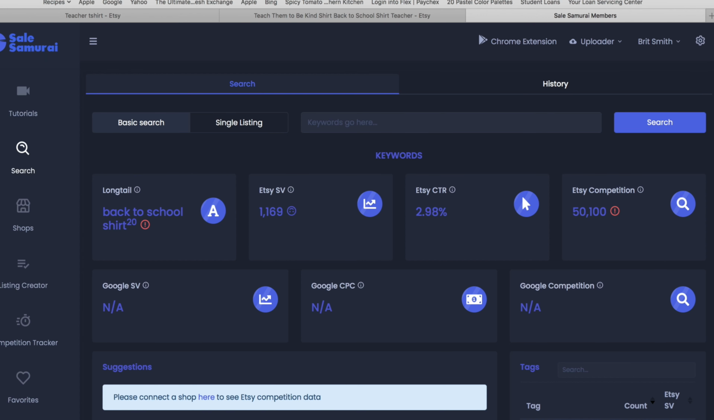Okay, so we are on Etsy Samurai, and all I've done so far is go over on the left side and click search, and then I've put the keyword in here and clicked search again. Once it has loaded, which does take a few seconds, this is the information that you're going to be looking at. You want to look at the second box. It says Etsy SV. That is the search volume, how many searches this keyword is getting a month. So this is how many people you could potentially have to buy your product with this keyword. And then the other side is the competition. This is how many people have this already in their listing, in their SEO, anywhere in their listing.